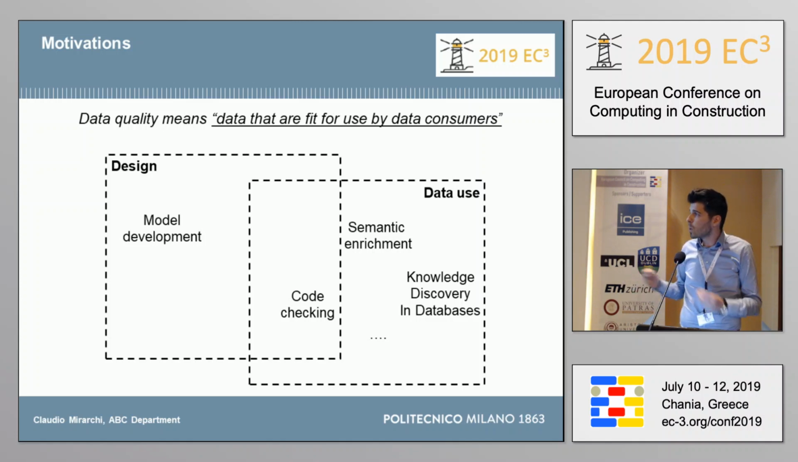So we have to know the importance of the quality that we have in the model, because if we know the starting point about the quality, we can also develop different algorithms, for example, for code checking, or different algorithms for semantic enrichment that can take into account problems that are critical in the starting point.